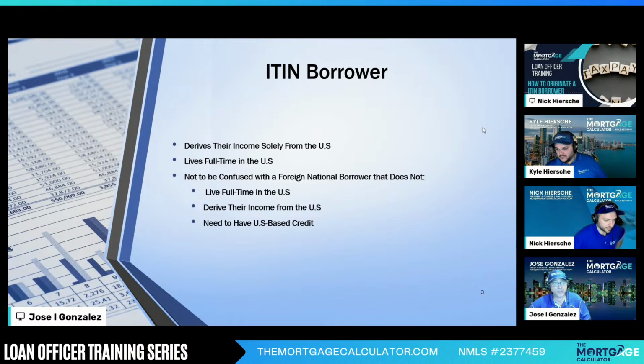So you see the bullet points there I already went over for the ITIN borrower. But again, to touch on the three most important ones, they need to live full time in the U.S. They need to derive their income, whatever form of income that may be, from the U.S. And they need to have U.S. based credit.